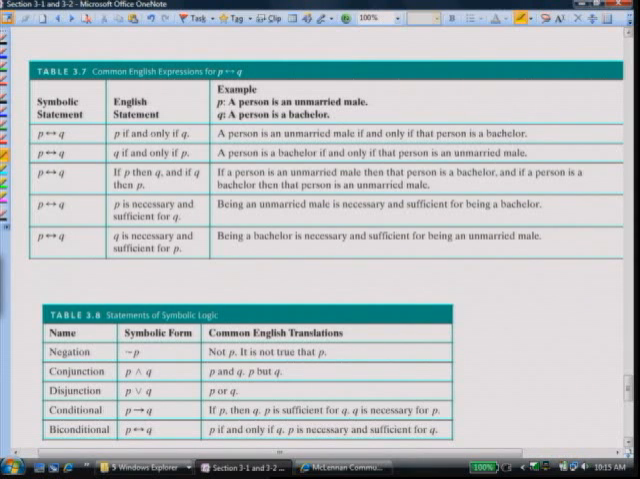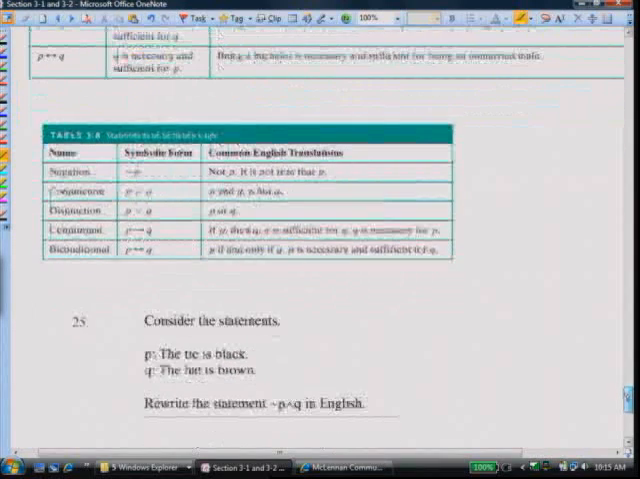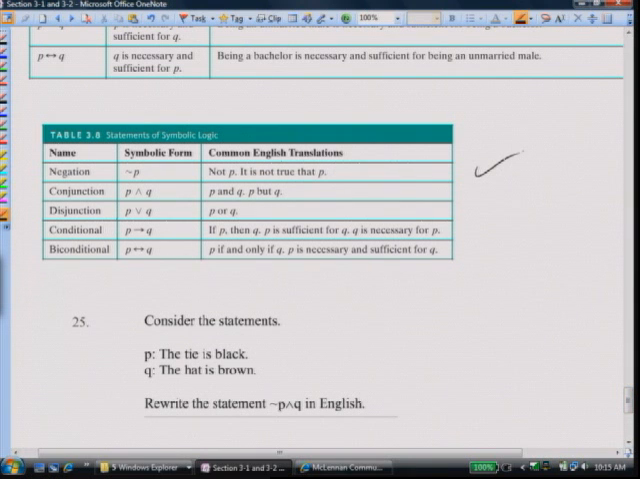Okay, and then we have a nice little table that summarizes all that we went through. If I were to give you anything to take on this test, this would be sort of what I would be willing to give you, just to remind you of the different symbols that you learned.